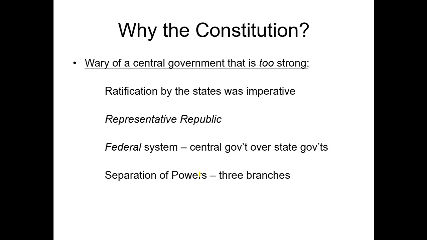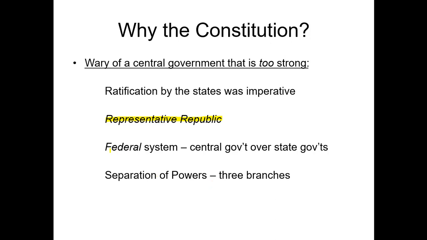Now, the fourth thing is that the framers did understand that we can't create a system where the federal government is too strong. We have to get this thing ratified, so the states are going to have to accept this. So we have to make sure that we have a representative republic where people understand that they are sending people to federal government to govern the entire country.